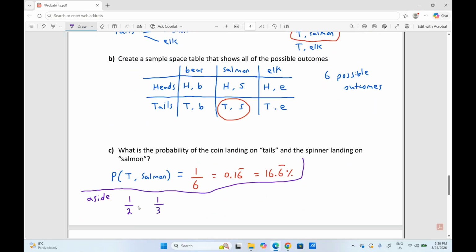So once you find the probability for each one individually, to find the total probability, all you have to do is multiply them together. For multiplication, I just multiply the top by the top and the bottom by the bottom. So on the top is going to be 1 times 1. The bottom will be 2 times 3. And 1 times 1 is 1. 2 times 3 is 6. So my total probability for flipping a coin, landing on tails, and then spinning a spinner and landing on salmon would be 1 out of 6, just like how I had it before.